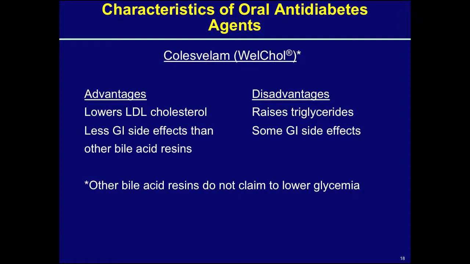This is the binder, and it does lower LDL cholesterol, but it can raise triglycerides and has GI side effects, and it's not used very frequently. Now we've got to talk about the newest classes of drugs, the incretin axis, and a little bit more pathophysiology.